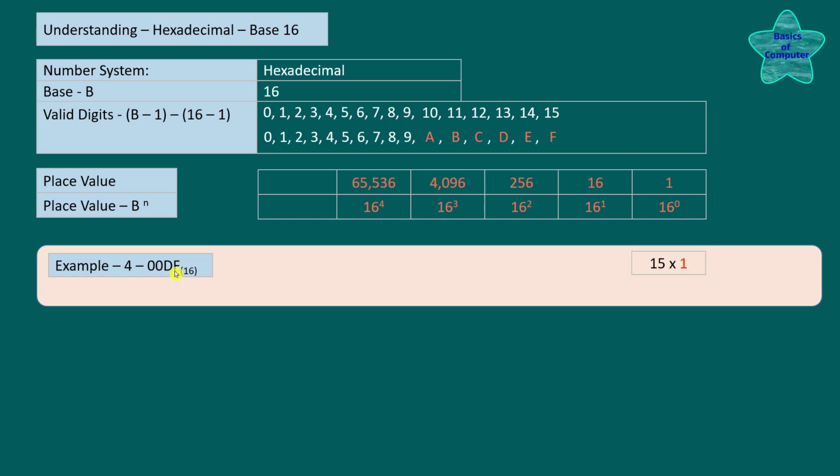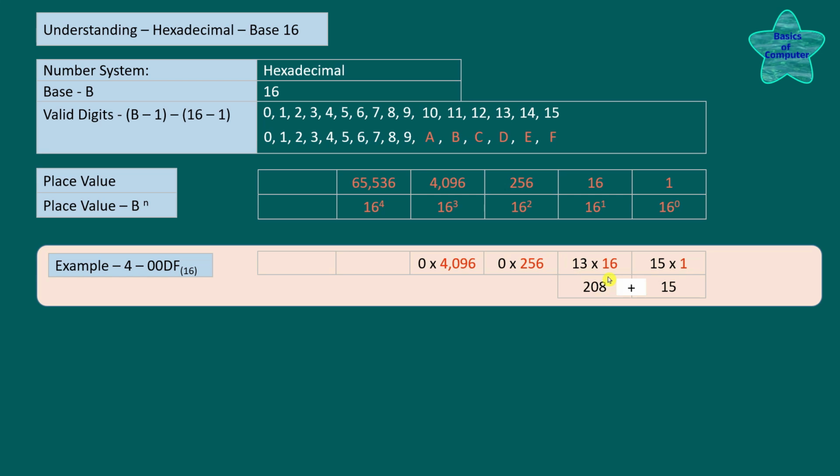Let us see. So first digit is F. So F stands for 15. So first digit is 15 into place value 1. Second digit is D. D means 13. So 13 into place value 16. Others are 0. Now if you solve this, 15 ones are 15.